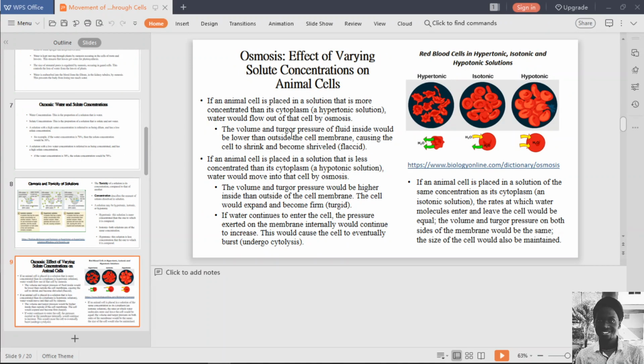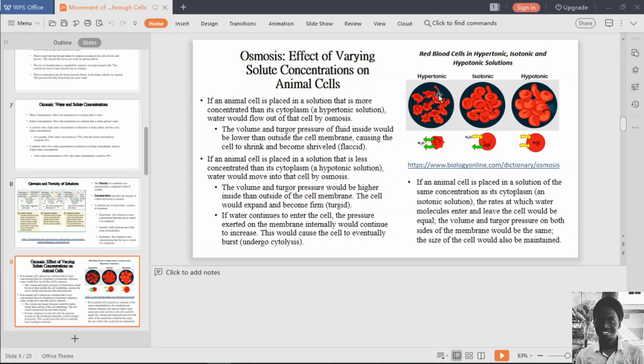Okay, if an animal cell is placed in a solution that is more concentrated than its cytoplasm, or if an animal cell is placed in a hypertonic solution, water would flow out of the cell by osmosis, causing the volume and the turgor pressure of fluid inside to be lower than outside the membrane, causing the cell to shrink and become shriveled or flaccid.